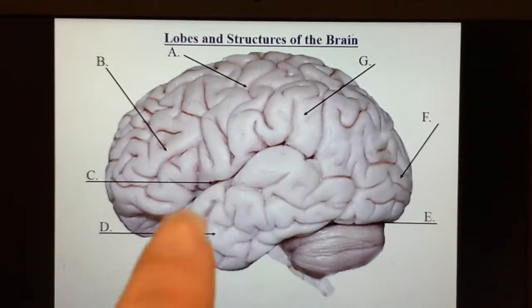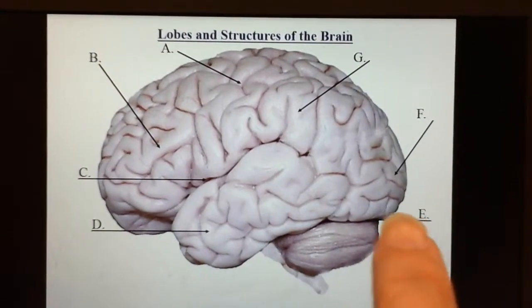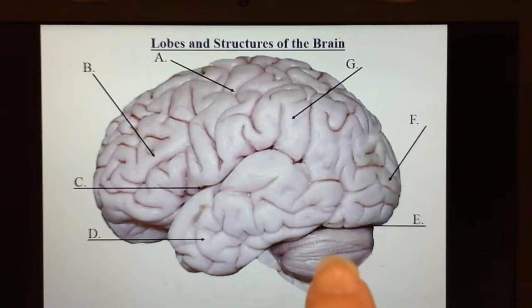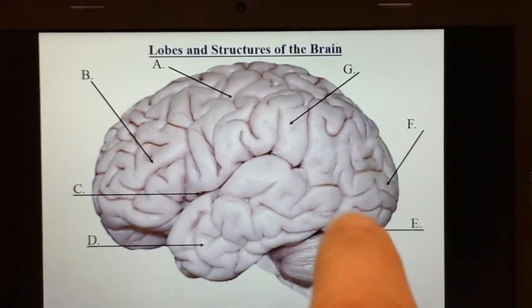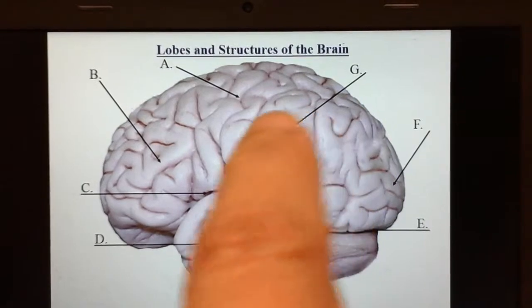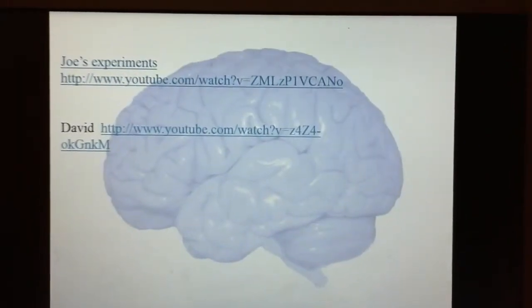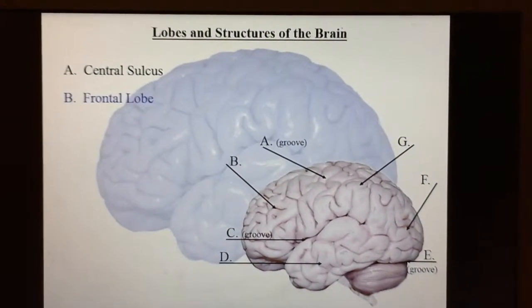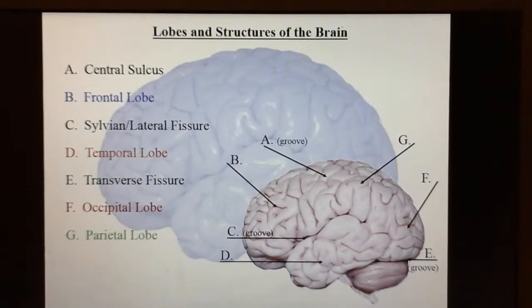Letter C, you guys know is the lateral fissure. D is probably pointing to your temporal lobe. E back here, you know, is your TC. That is the fissure that divides your cerebellum from your cerebrum. F right here is probably pointing to your occipital lobe. And I'm going to guess that G was pointing to the parietal lobe and A was pointing to your central sulcus. Oh, so let's see if we were right. We sure were. Okay.